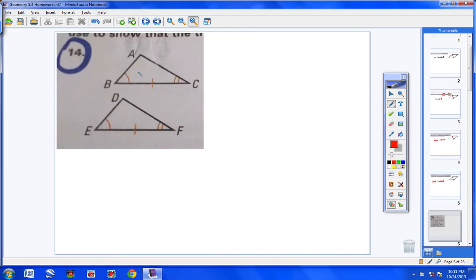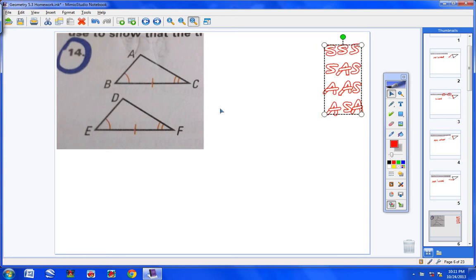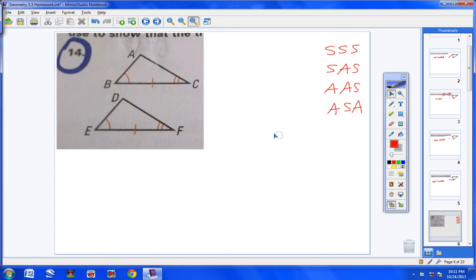The directions for 14, 15, and 16 read as follows. Tell which postulate or theorem you would use to show that the triangles are congruent. Explain your reasoning. Now what we've learned so far is side, side, side; side, angle, side; angle, angle, side; and angle, side, angle. Now I'm going to go ahead and copy these just so I have that for future reference during this video. Hold on one second. Okay, there we go. Now let's take a look at this and see what we have.